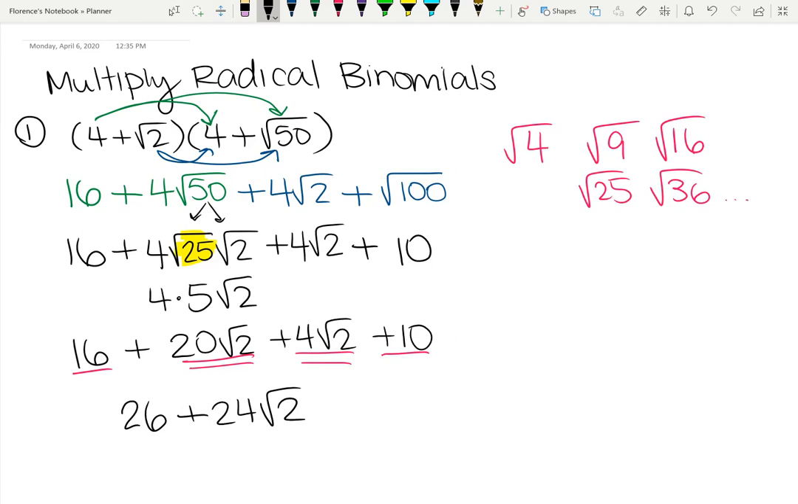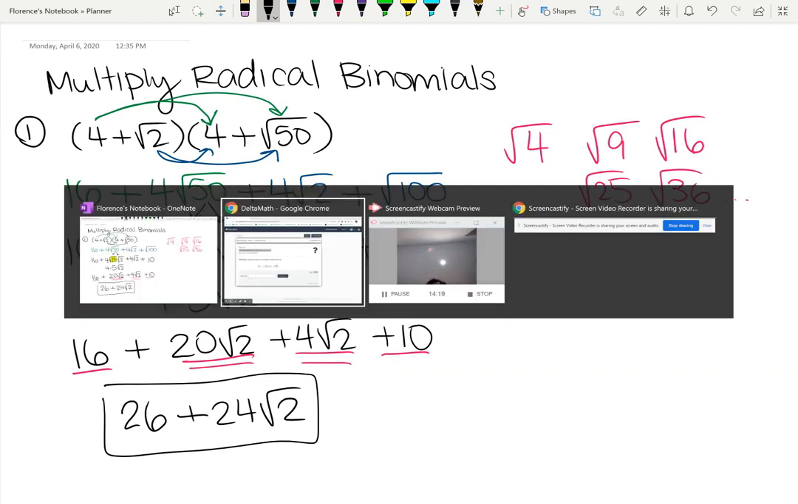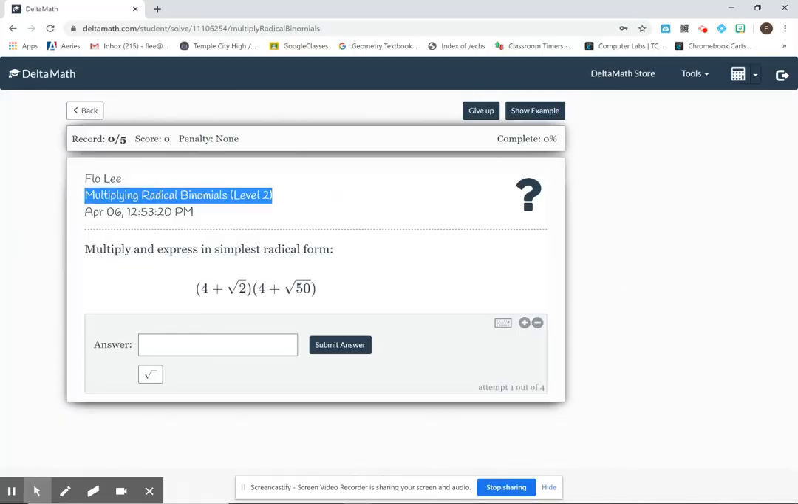And that's it. I cannot add these two together because they are not like terms. And so there we go. All right, so I have this piece of paper. Now I got to type this into DeltaMath. See, 26 plus 24 radical 2. So I'm going to go back to DeltaMath, and I'm going to type this in.